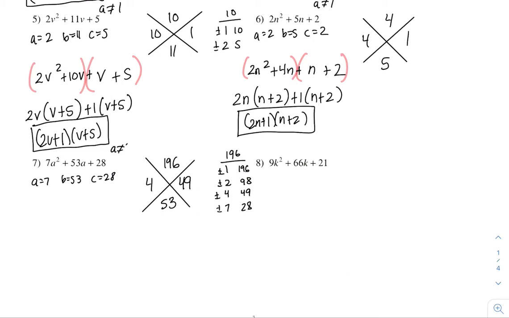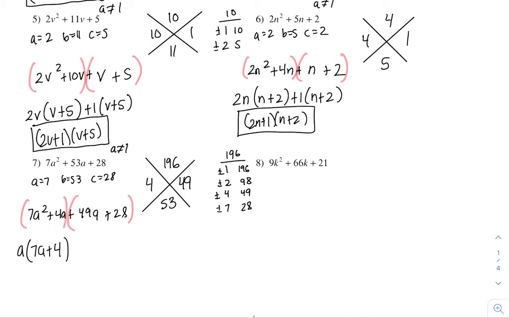Since A is not 1, we have to factor by grouping. So write the first term, write the last term, and put the ones you just found in the X method in the middle. So plus 4a plus 49a. Group them, factor. From the first set of parentheses, you can factor out only an a from both. So factor out an a from 7a squared, you get 7a. Factor out an a from 4a, you just get 4.